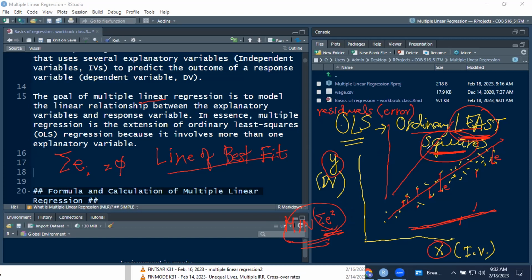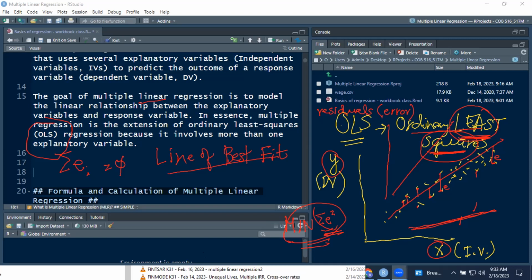Is that concept clear, class? Is the OLS, ordinary least squares method, clear? Kindly chat, please, for feedback. If you have any questions, feel free to ask. Okay, thank you. Good. Feel free to ask questions, class, if you have any.